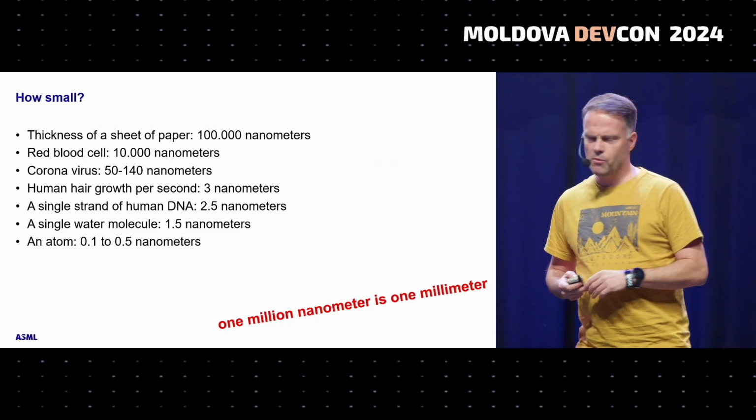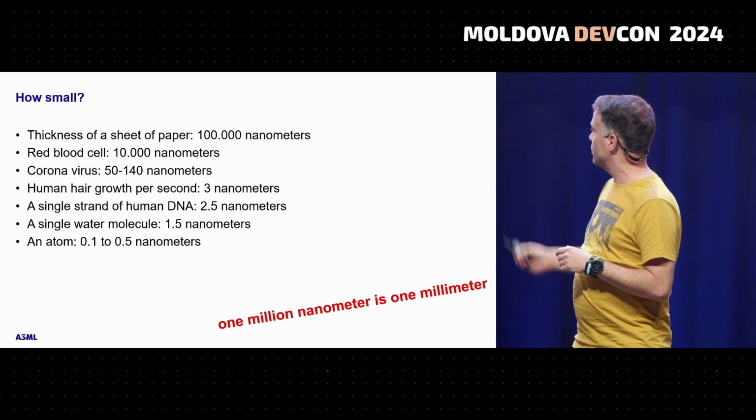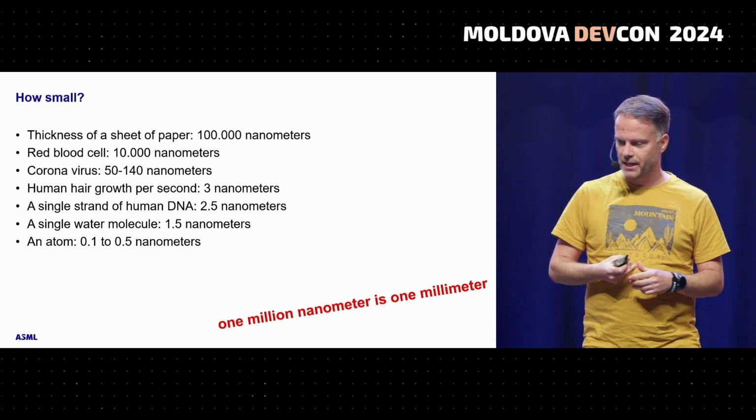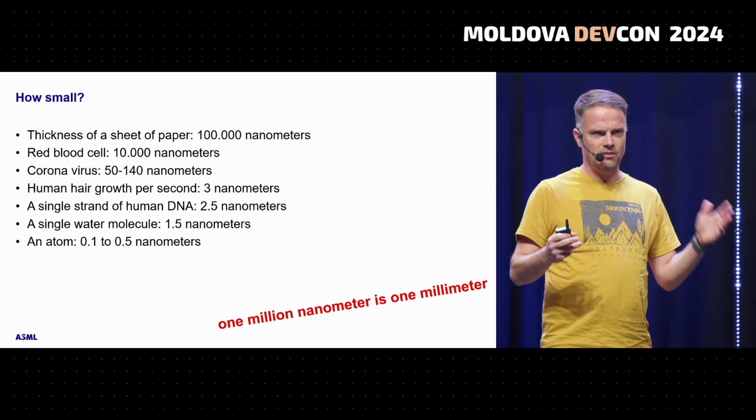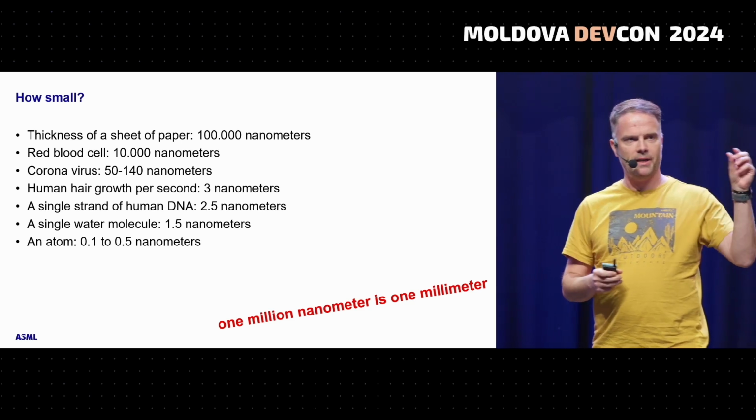So anyone an idea how small transistors are nowadays? So I put some numbers in, and keep in mind 1 million nanometers is 1 millimeter. It's, for me, still difficult to comprehend the smallness, but any idea how big a transistor is now?